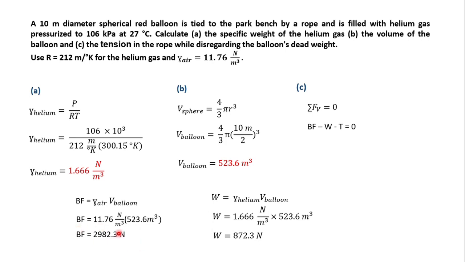So plug in this buoyant force and the weight. We can solve now for our tension. So the buoyant force, we have 2,982.3 Newton minus our weight, which is 872.3 Newton, is equal to our tension. So the answer for our tension is 2,110 Newton.